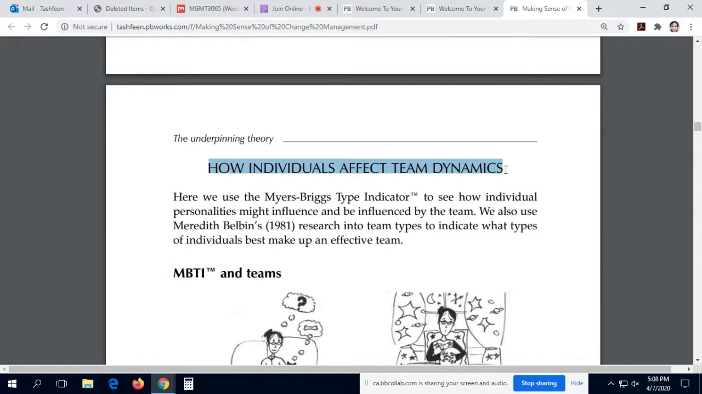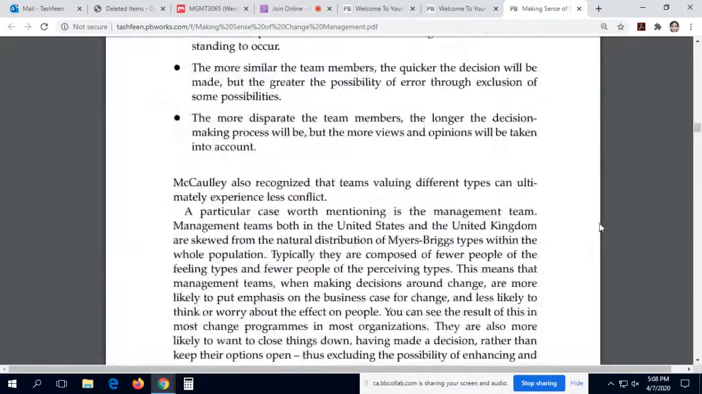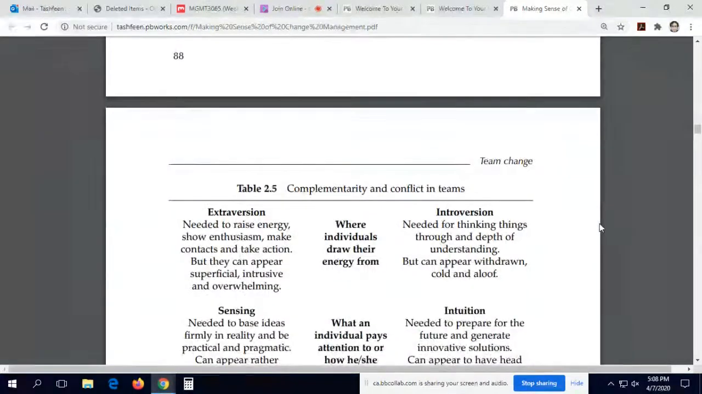Table 2.5, please make note of that. Go through that. It is a similar one, just like the one in chapter number 1 we were talking about last week. Extroversion, introversion. I think we spoke about this last time. But the first chapter is individual change. This one is team change. So it is building on that.